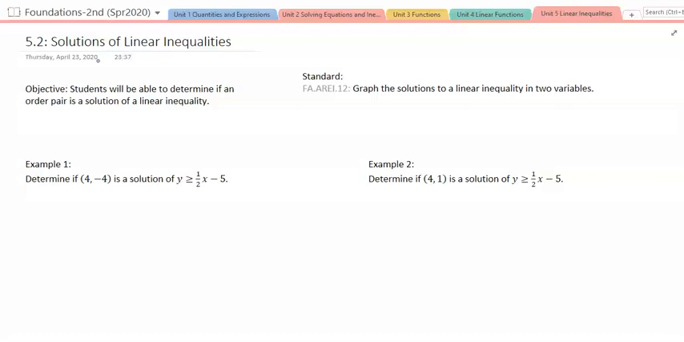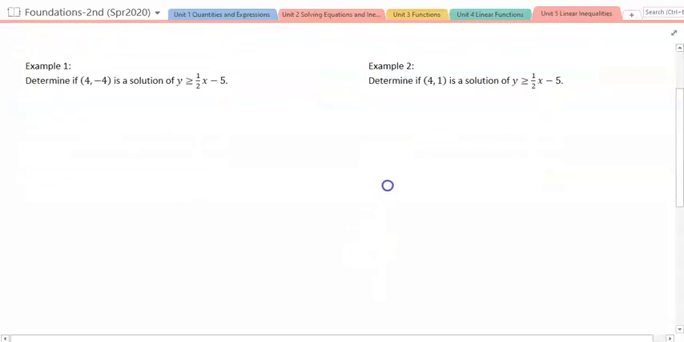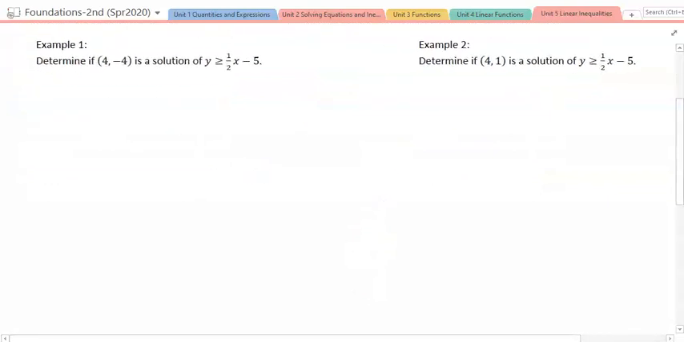And so our objective is to be able to determine if an ordered pair is a solution of that linear inequality, and it's still falling under the standard of being able to graph these solutions. And so let's take a look at these first two examples here. These are kind of mirrored examples. So we're going to first determine if this ordered pair is a solution of this inequality.